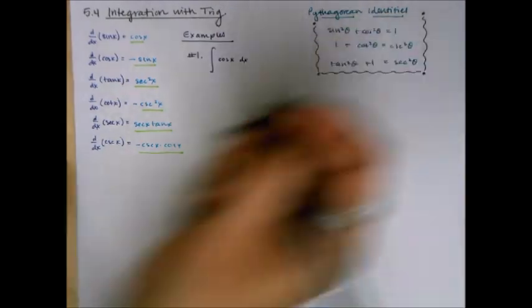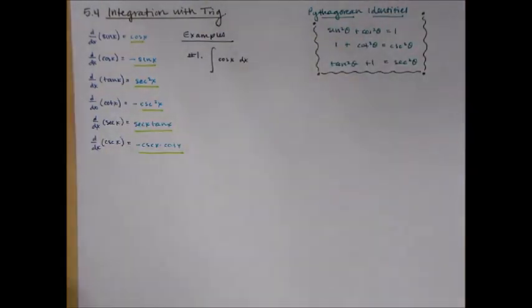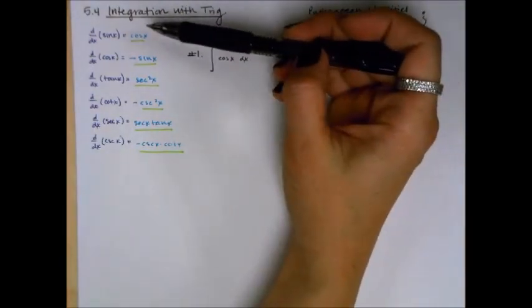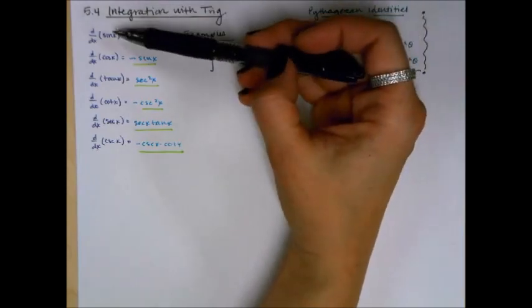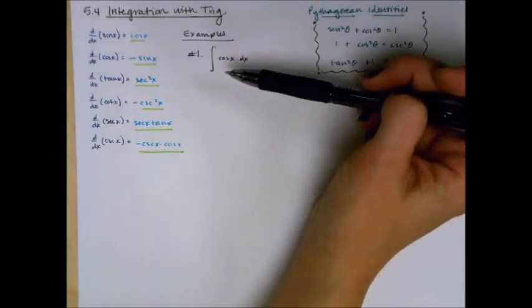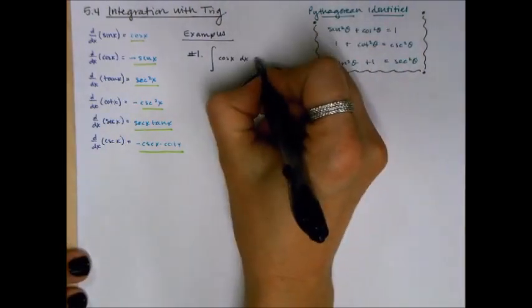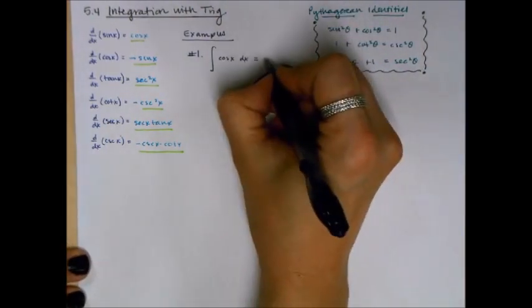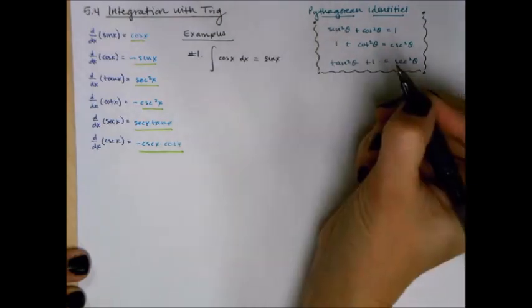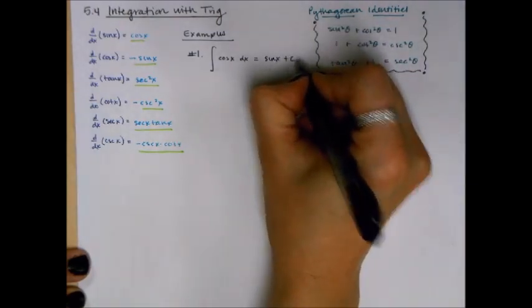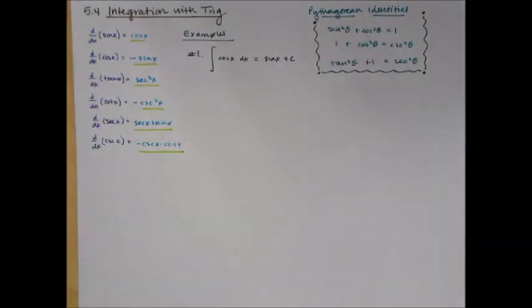Which just has us integrating cosine. So in my list here, cosine is the derivative of sine. So integrating cosine, we work backwards to sine. Whose derivative is cosine? The derivative of sine is cosine. And of course, we add on c here at the end. So that's going to give us our answer.